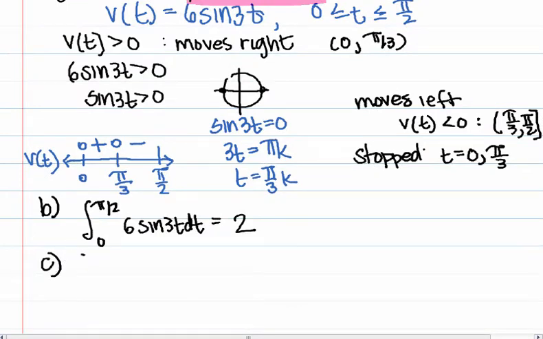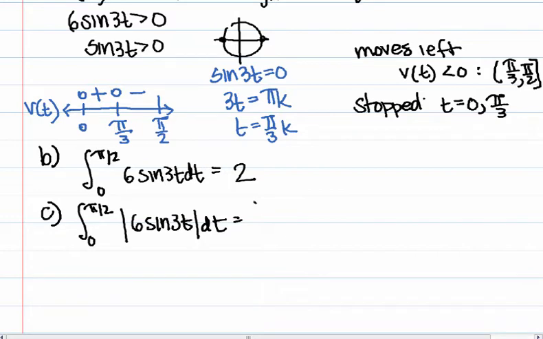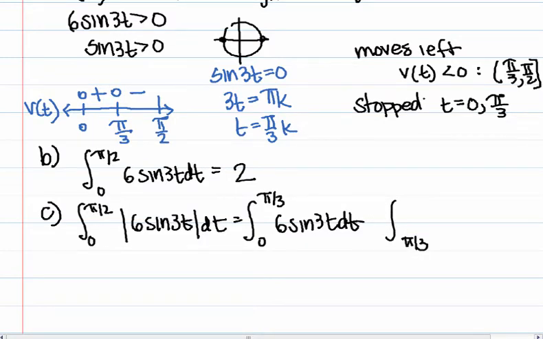But in order for us to find the total distance traveled, whether you're moving to the right or to the left, you need to count those up. So that means we need the absolute value of our function. And since we did a sign chart up above and we know when the particle is moving to the right and to the left, I can rewrite my integral as the integral from 0 to pi over 3 of 6 sine 3t dt. But then I'm going to have to add it to the opposite of the integral from pi over 3 to pi over 2 because it's moving to the left.